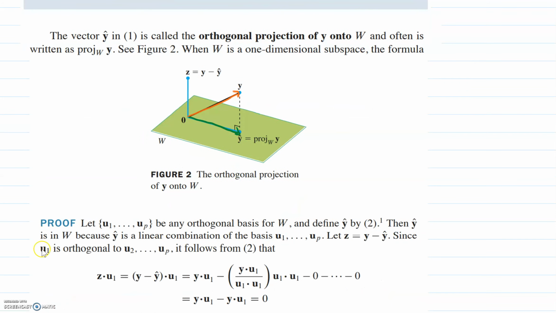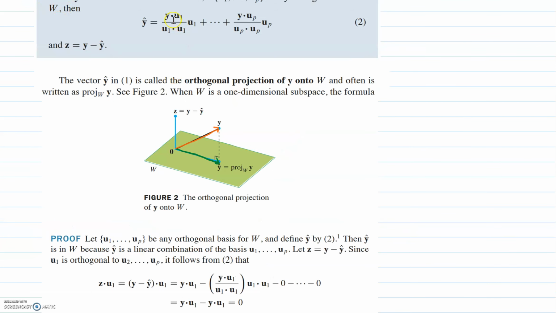And since u1 is orthogonal to u2 all the way through up, it follows that z dotted with u1, which is y minus y hat dotted with u1, is y dotted with u1 minus y hat dotted with u1. Let's write down what y hat is. Since y hat from 2 is this whole big equation up here in blue, we can plug that in, and each one of these is 0 except for that very first term. So that's what all these zeros are for. You end up getting y dotted with u1 minus y dotted with u1, since these cancel, so it does equal 0.